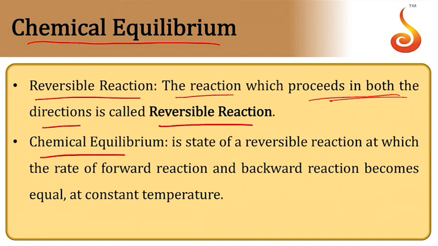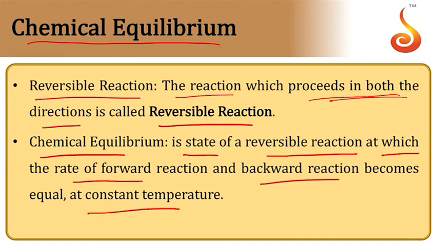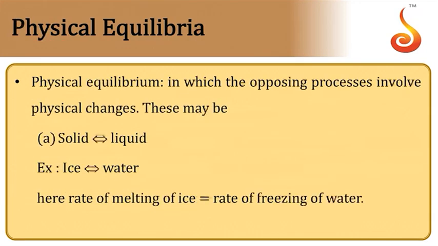And coming towards chemical equilibrium. Chemical equilibrium is a state of a reversible reaction at which the rate of forward reaction becomes equal to the rate of backward reaction at a constant temperature. So chemical equilibrium can be defined as a state of a reversible reaction at which the rate of forward reaction becomes equal to the rate of backward reaction at a constant temperature. That can be called chemical equilibrium.